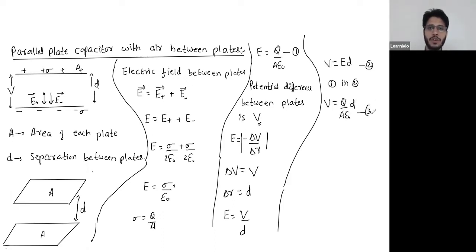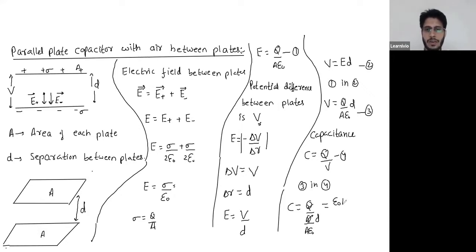That's equation number 3. Johanna, what is the formula for capacitance? It's Q by V. So you can substitute the value of V from this third equation. If I substitute 3 in 4, then capacity is Q by V, where V is Q over A epsilon naught into D. This Q gets cancelled out with this Q. This is epsilon naught A by D. So this is the capacitance of a parallel plate capacitor.